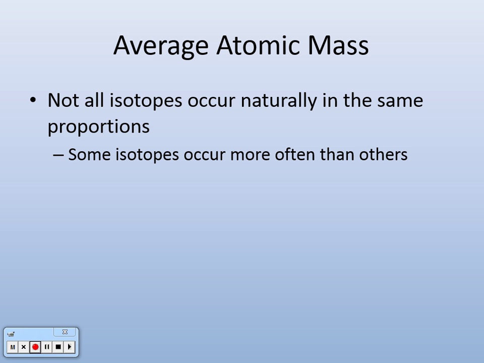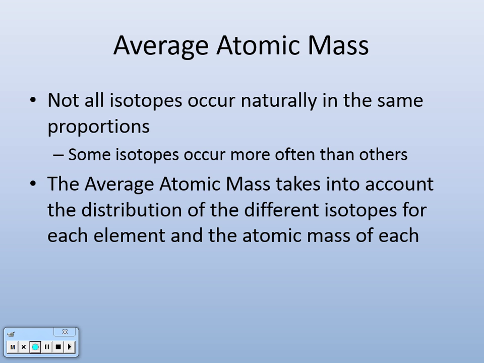Not all of our isotopes occur in the same proportions. We just saw that. Average atomic mass takes into account the size of those isotopes, their individual atomic masses, but also what percentage are we talking about? So not only the individual atomic mass, but how many of those atoms are there? Okay? So we take into account the individual atomic mass, but also then the distribution. What percentage of those different isotopes are there?